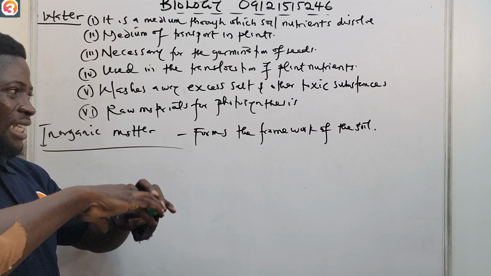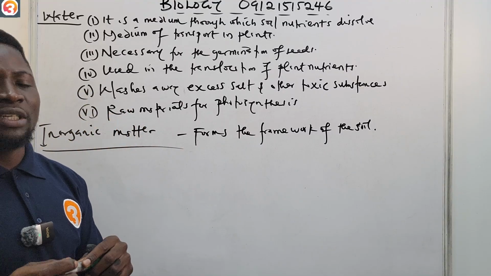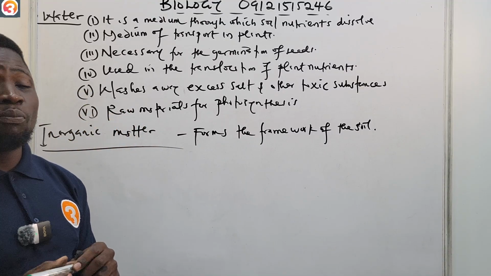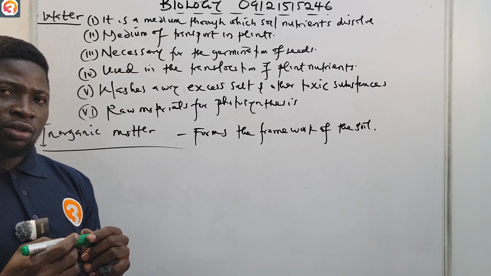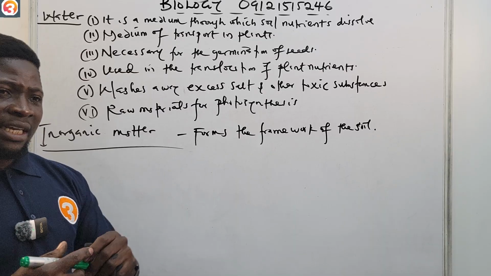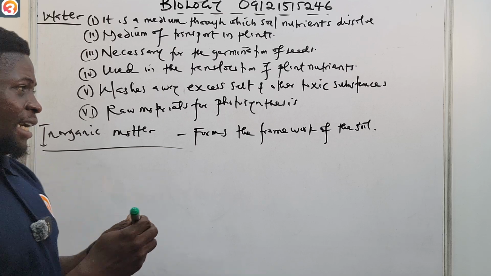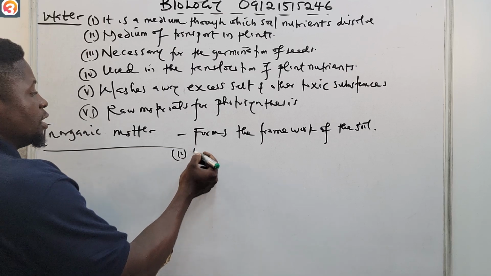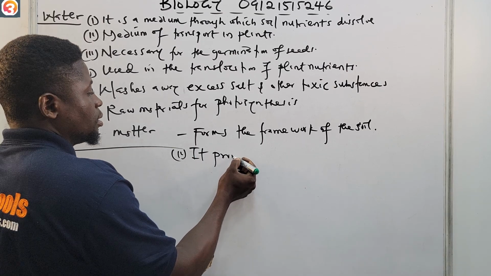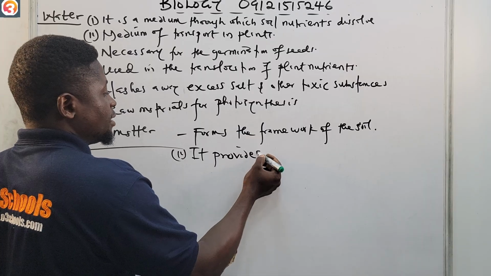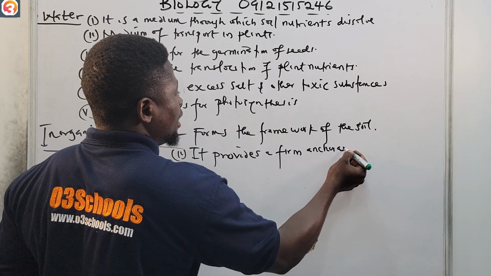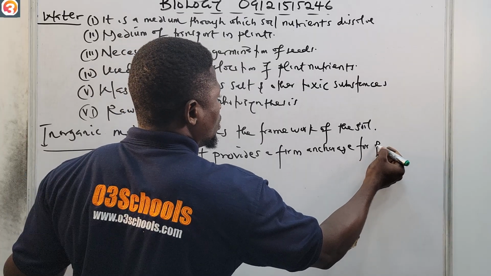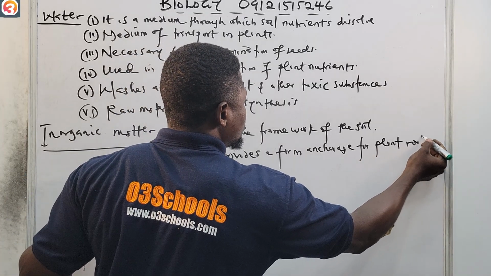Inorganic matter is also very important because it forms the framework of the soil, and it also provides a firm anchorage for plant roots. It helps to support them. So number two, it provides a firm anchorage for plant roots.